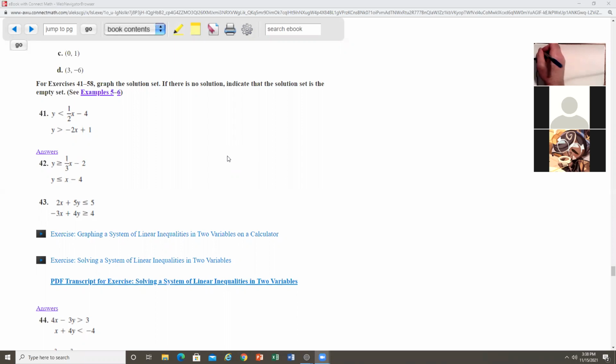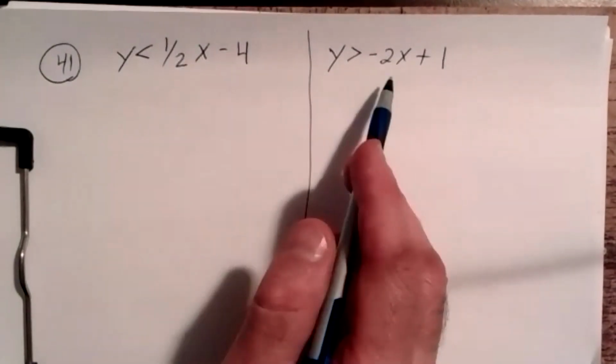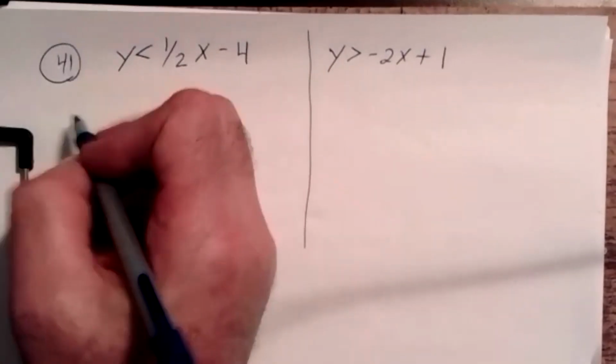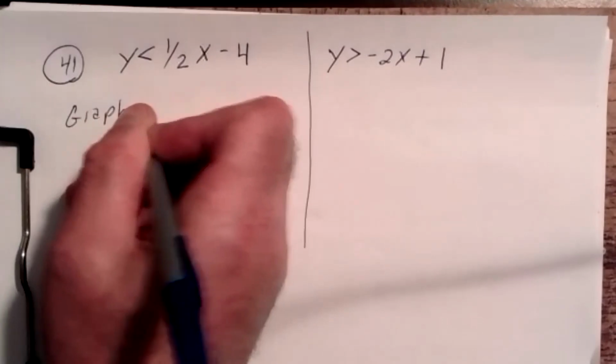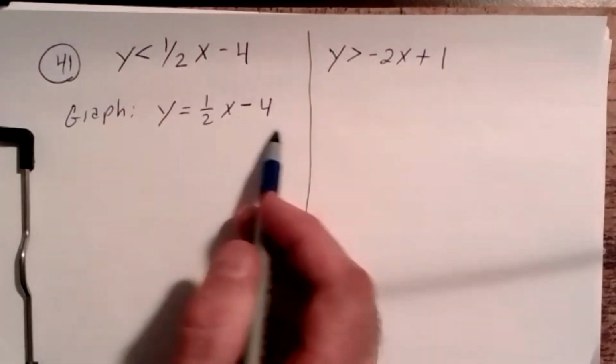Would we graph both equations and then just test each area that the lines create by crossing one another? Yeah. So basically, to solve this system of two linear inequalities in two variables, the first thing we're going to have to do is graph each of these associated equations. So first of all, we're going to graph the equation y equals 1/2 x minus 4. Let's graph this one first.